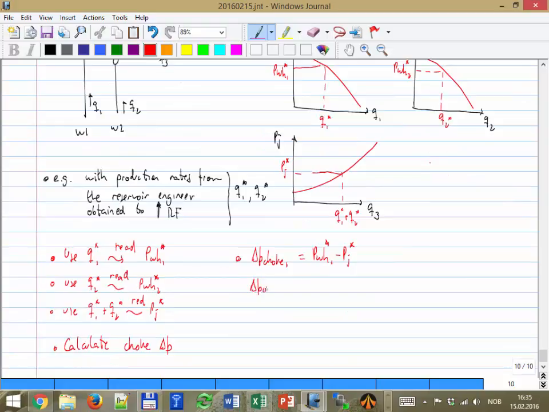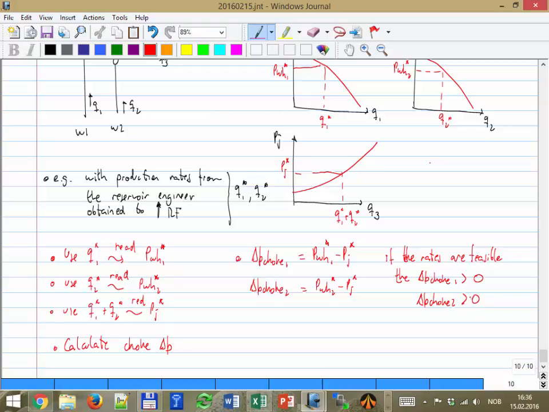Delta P of choke 1 and delta P of choke 2 are equal to PWH1 minus P junction and PWH2 minus P junction. So how do I know if those rates that he gave me are feasible or not? These chokes have to be positive. If the rates are feasible, then delta P choke 1 has to be positive, and delta P choke 2 has also to be positive.